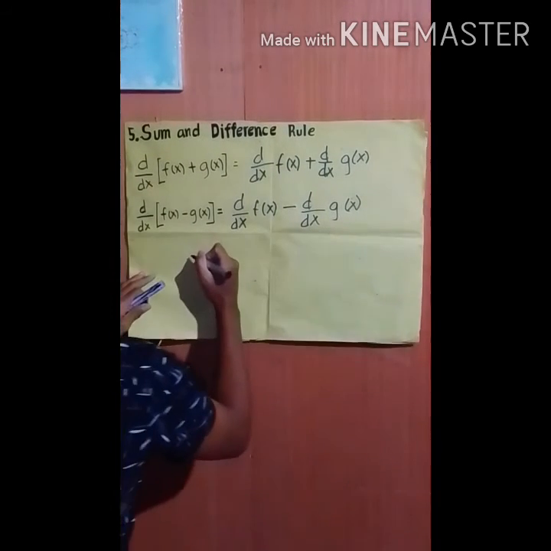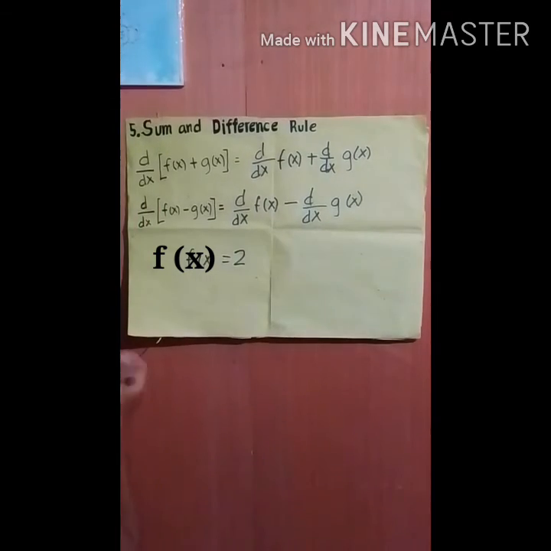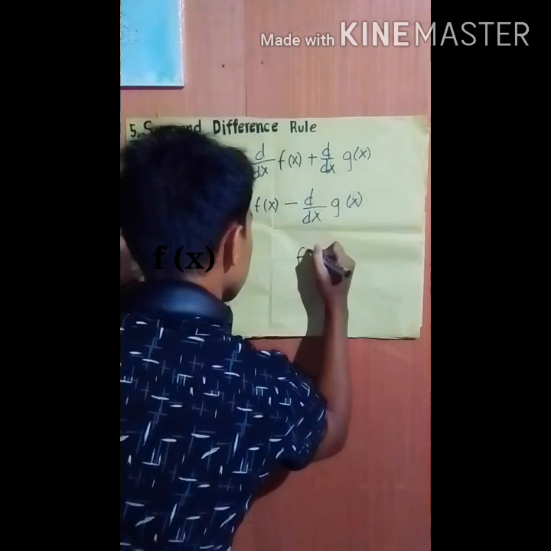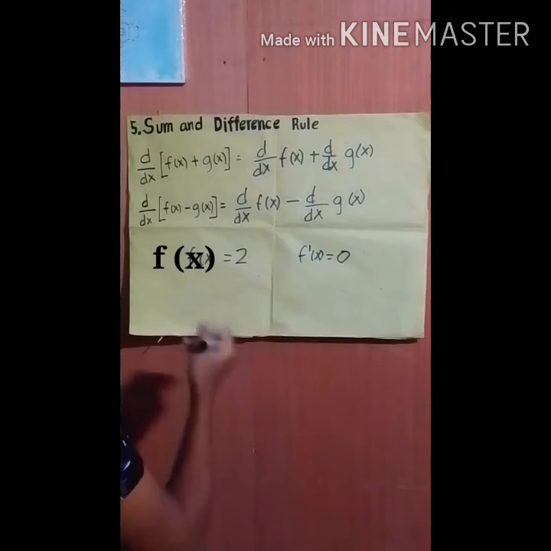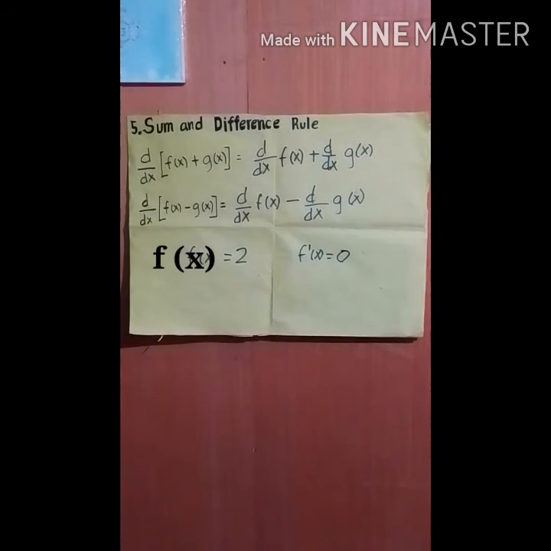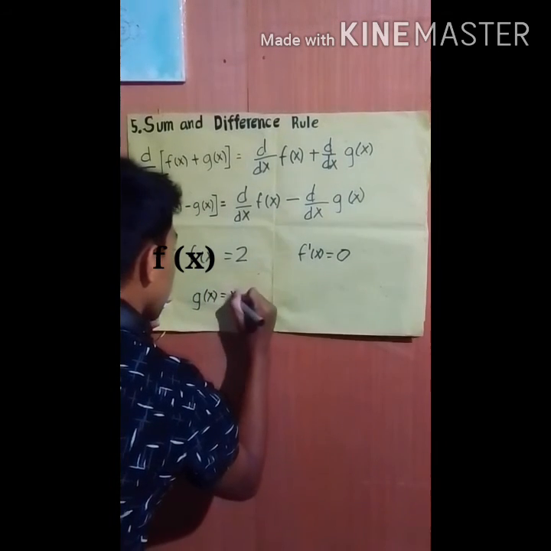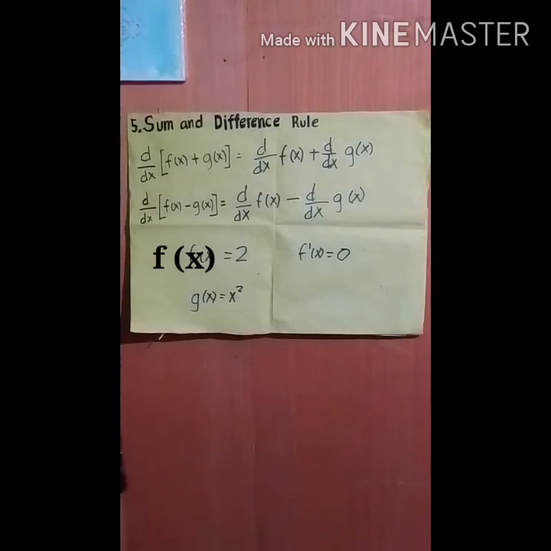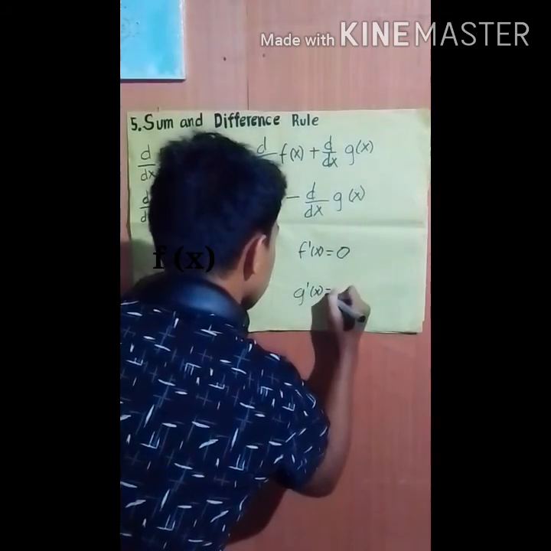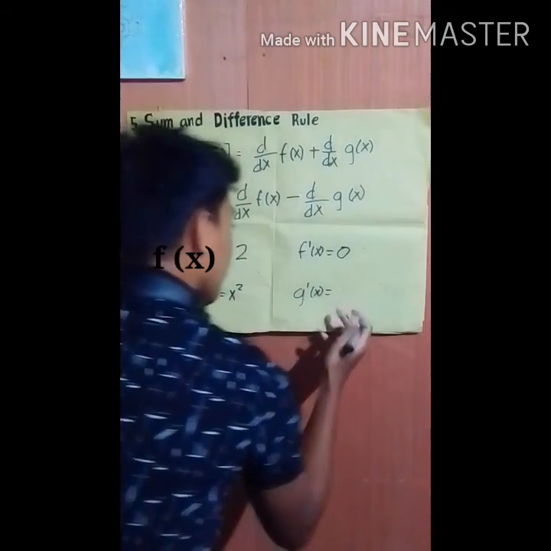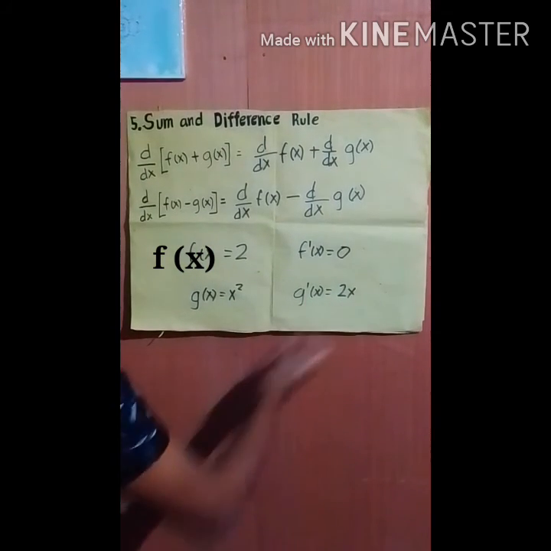For example, f of x is equal to 2. Then the derivative of 2 is 0. And that's the rule for the derivative of a constant. And another, g of x is equal to x squared. Then the derivative of x squared, g prime of x, is 2x. Again, from the power rule.